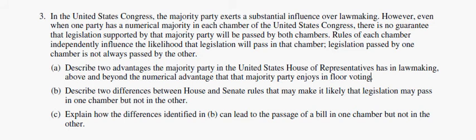If you, for example, know 3 advantages the United States House of Representatives has in lawmaking, then you would want to put 3, because on the AP exam, as long as it says describe 2 or 1, etc., if you put 1 more, as long as you get 2 right, you can get 1 wrong and still get full credit. Same for B and same for C.